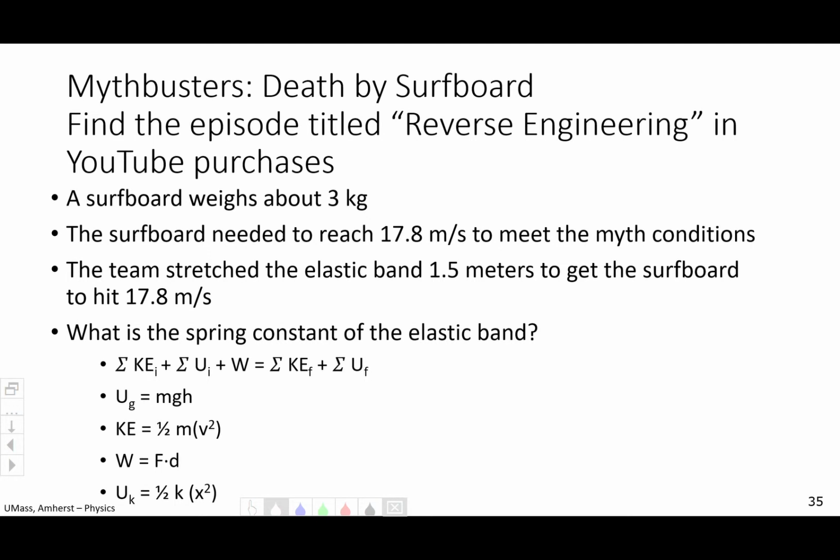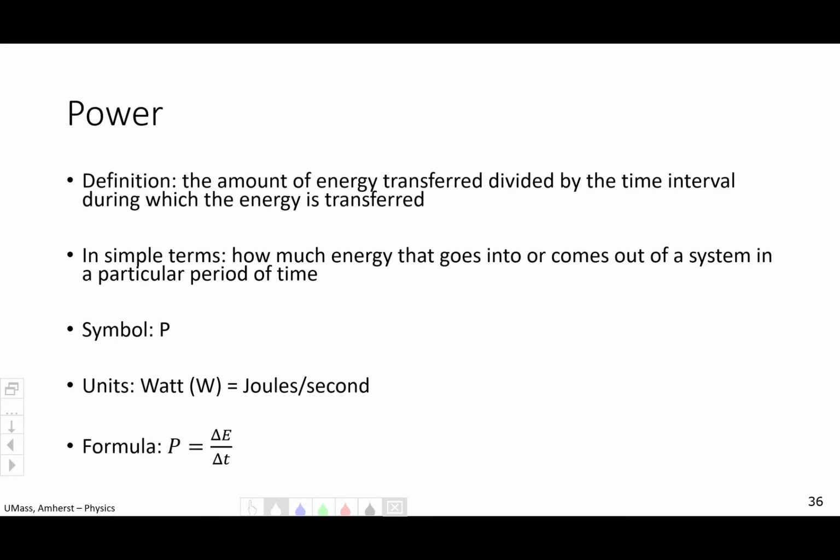Okay, I'm going to assume that you have watched the video, done the calculation, and let's move on. So the next concept that we're going to deal with is called power. Power is, again, a very specific definition for us physicsy people. Power to a physicist is the amount of energy transferred divided by the time that it took to transfer that energy. So how much energy goes in or comes out of a system in a particular period of time.